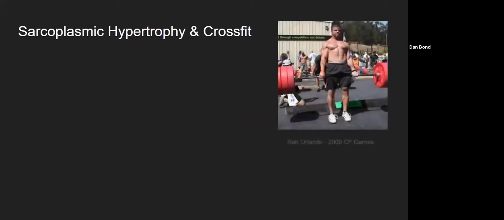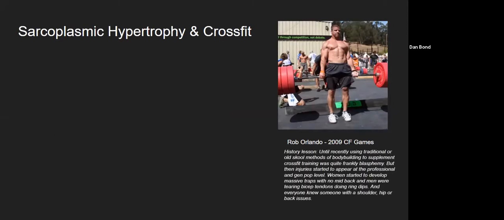Okay, so how this could apply to CrossFit, all right? It's quite nuanced, but this is how I see it. We're just going to put a picture up here of Rob Orlando. He's a strongman athlete who came to CrossFit, okay? And he did very well considering he came from a strongman background. I just want to give you a little history lesson, okay? So until recently, using traditional old school methods of bodybuilding to supplement CrossFit training was quite frankly frowned upon, all right? Curls were not in fashion, okay?